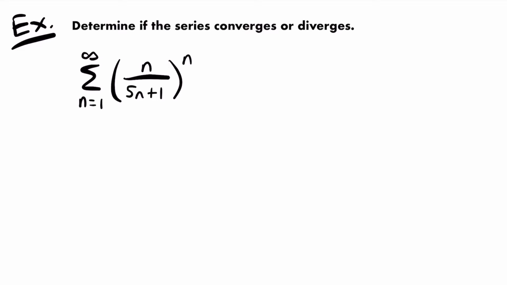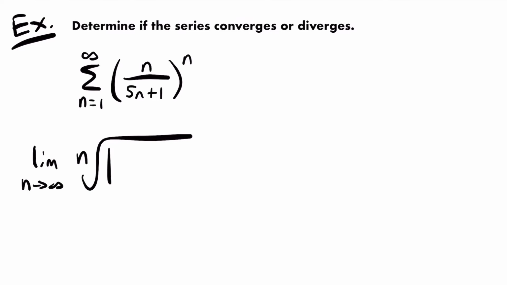Since we have a quantity raised to a power of n, it would be a good idea to use the root test to determine if this series converges or diverges. And so we'll take the limit as n approaches infinity of the nth root of the absolute value of a sub n, which is this expression right here. So we'll have (n divided by 5n plus 1) to the power of n.